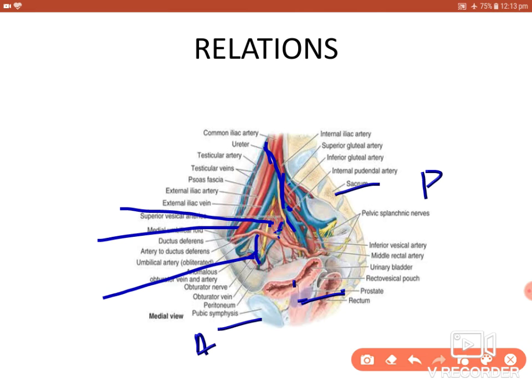Then here we'll get the superior vesical artery. This is the superior vesical artery. Here, this is the inferior vesical artery. This forms the lateral relations of this vertical part of the ureter.